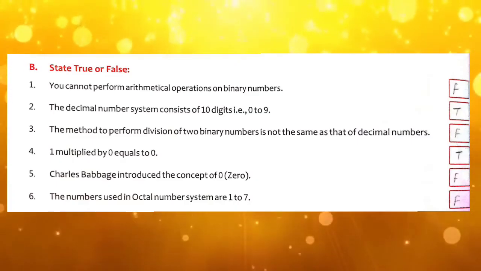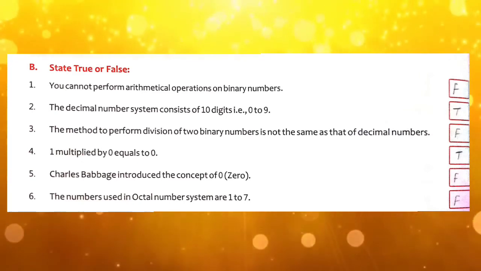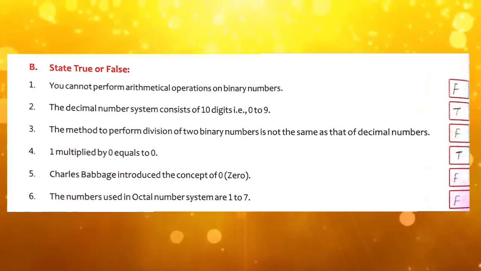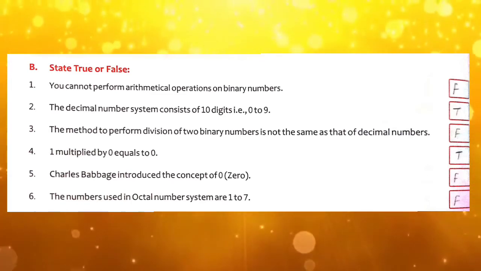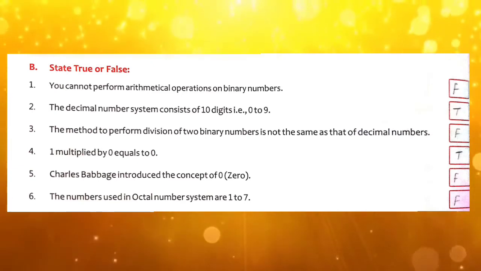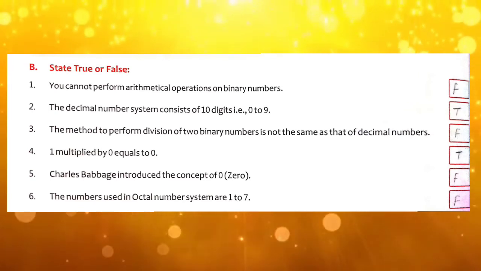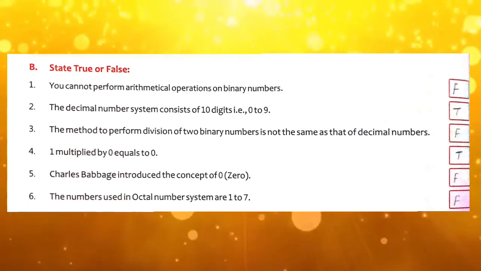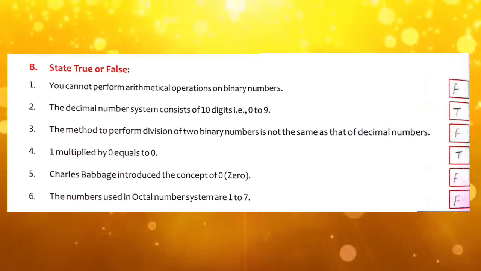First part is you cannot perform arithmetical operations on binary numbers. So this is false. We can perform the operation. Second is the decimal number system consists of 10 digits, that is 0 to 9. This is true. Third is the method to perform division of two binary numbers is not same as that of decimal numbers. So this is false.